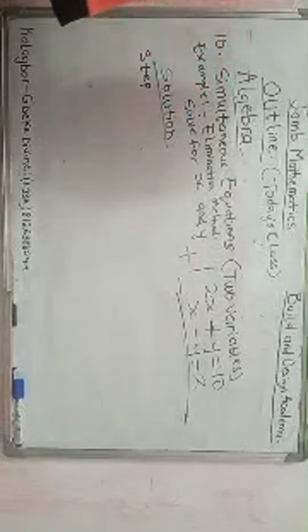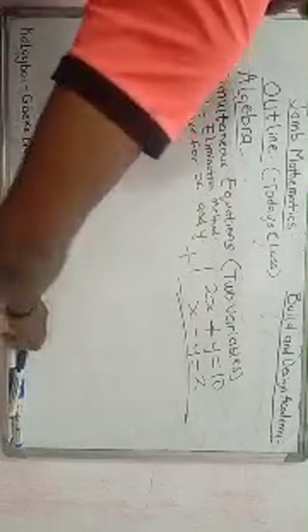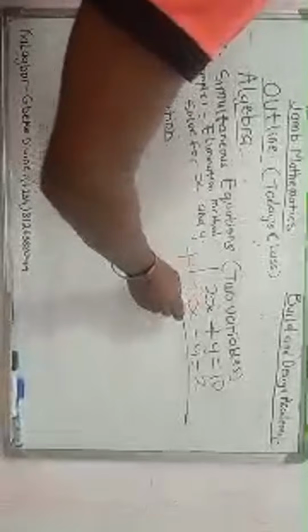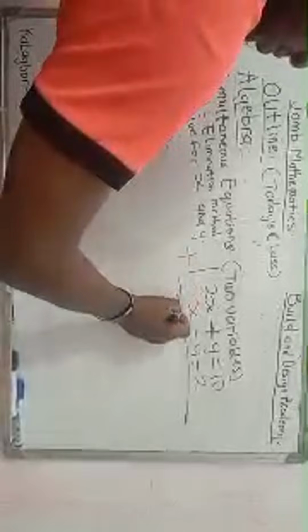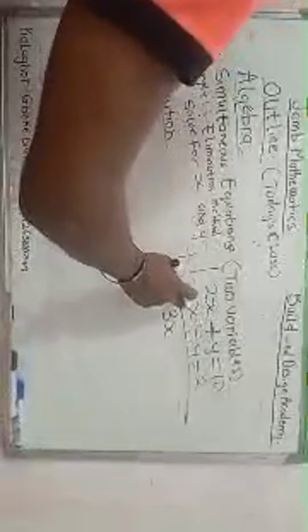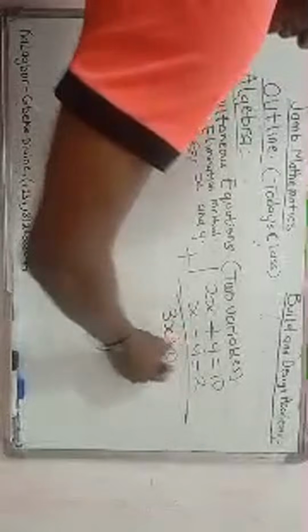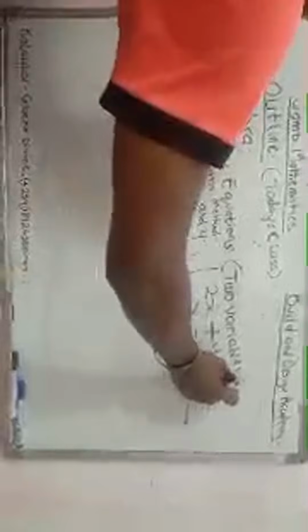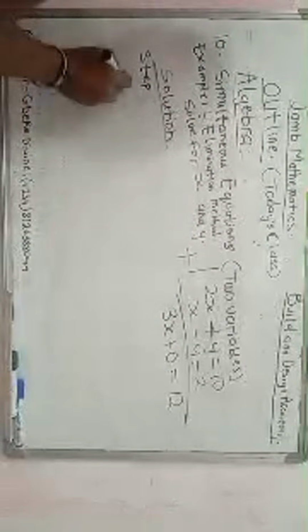If we are to add these two now, x plus x will give us what? 3x. Now, plus y plus minus y. Plus times minus will give us minus. So it will be plus y minus y, which is 0. Is equal to what? 10 plus 2 gives us 12. Very simple.